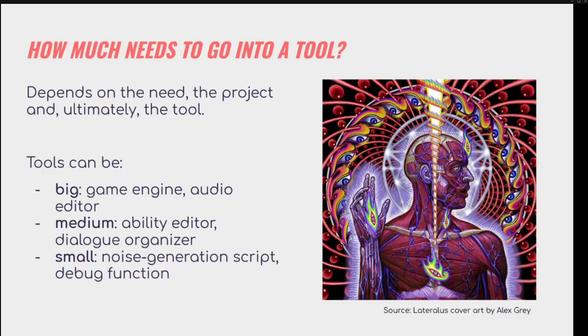You have big tools. You can have the entire game engine or your audio editor. That's a very complex and large tool that contains many tools within it. You have more of a medium-sized tool, which might be an ability editor or a dialogue organizer, where that is helping surface an entire system of your game, and it's allowing you to design it. And then you might have very small, very purpose-built function tools, like a noise generation script for just creating noise textures, or a debug function that debugs a specific thing or a number of different things, but very concretely only debug stuff, right? Or only surfaces logs and stuff like that.